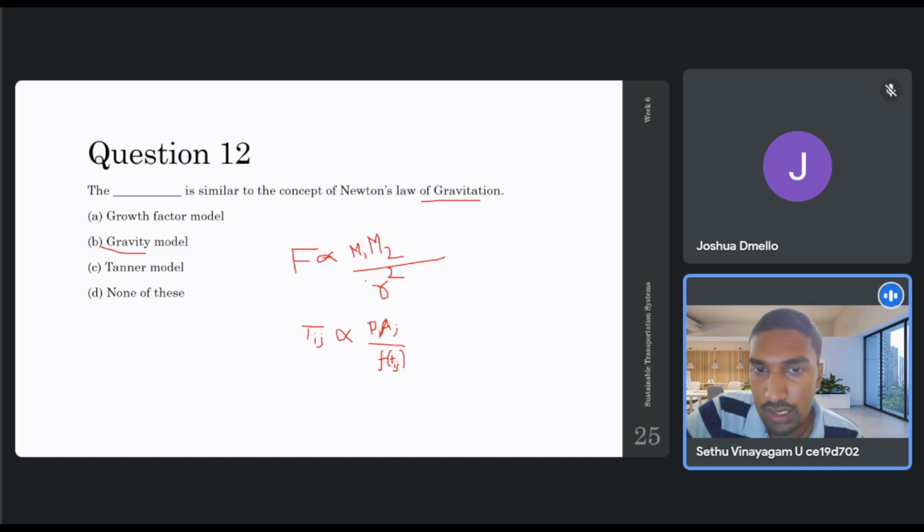If you look at it, these two functions are very much similar to each other, right? The number of trips distributed between two zones is directly proportional to the productions, or the trips that are generated, and the attractions, which are getting attracted to the zone J, and inversely proportional to a function of the impedance, which is generally non-linear. Therefore, this gravity model is very similar to Newton's law of gravitation. So the right option is option B.